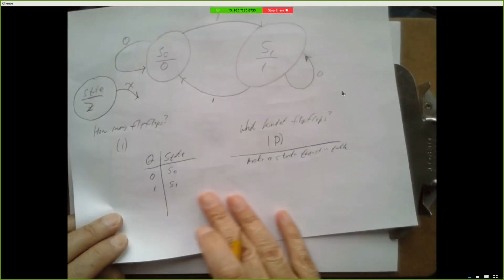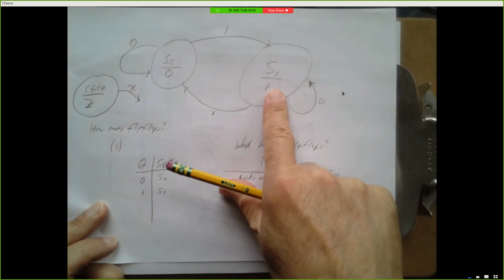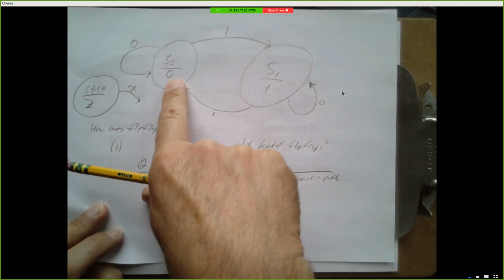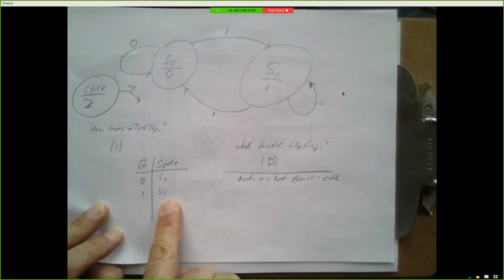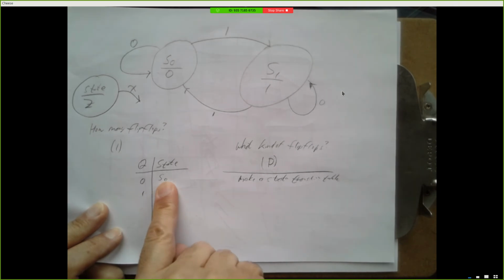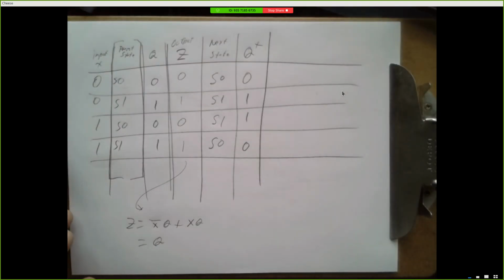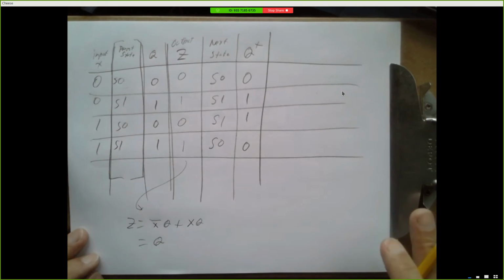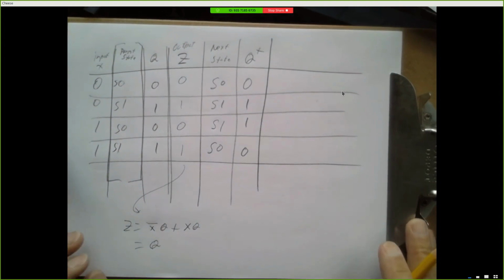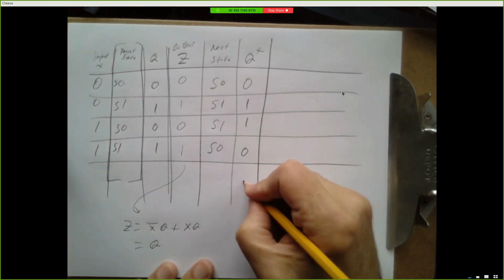Which we kind of knew from here anyway, because Z is 1 when you're in state 1, 0 when you're in state 0, while Q is 1 when you're in state 1, 0 when you're in state 0. So by looking at this, we probably could have said Z is just equal to Q. But this is a methodical approach that will always work, even if there's no pattern that we can see. Okay, so let's figure out this business.